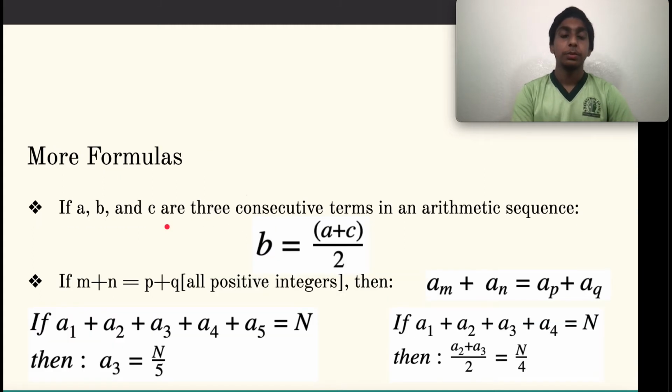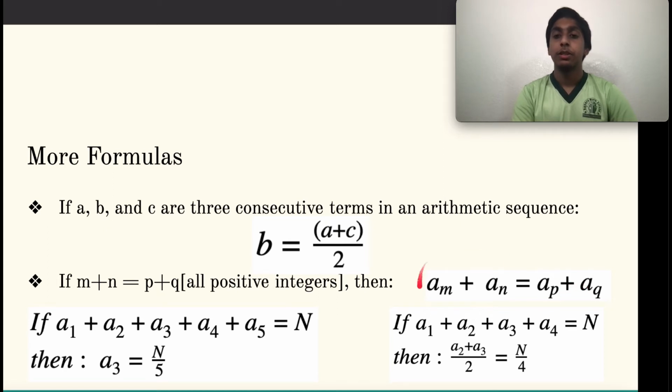Okay, so here's some more formulas that we can use when we're given an arithmetic sequence. If A, B, and C are 3 consecutive terms in an arithmetic sequence, so A is the first one, B is the second one, C is the third one, B is going to be equal to A plus C over 2. So if I know my first term and my third term, I can find my second term pretty easily by using this formula. If m plus n is equal to p plus q, and these are all positive integers, then I have this formula. A subscript m plus A subscript n is equal to A subscript p plus A subscript q.